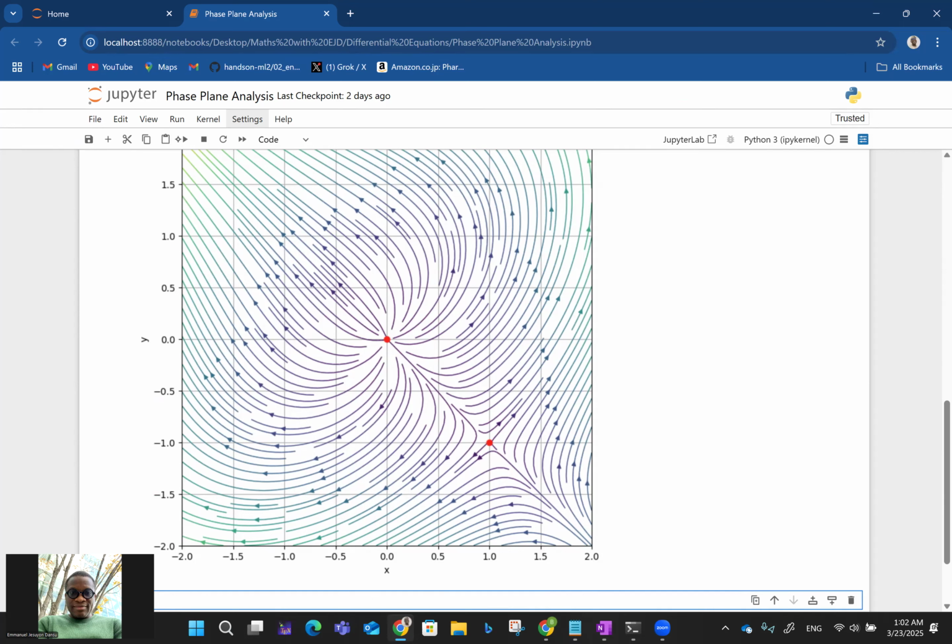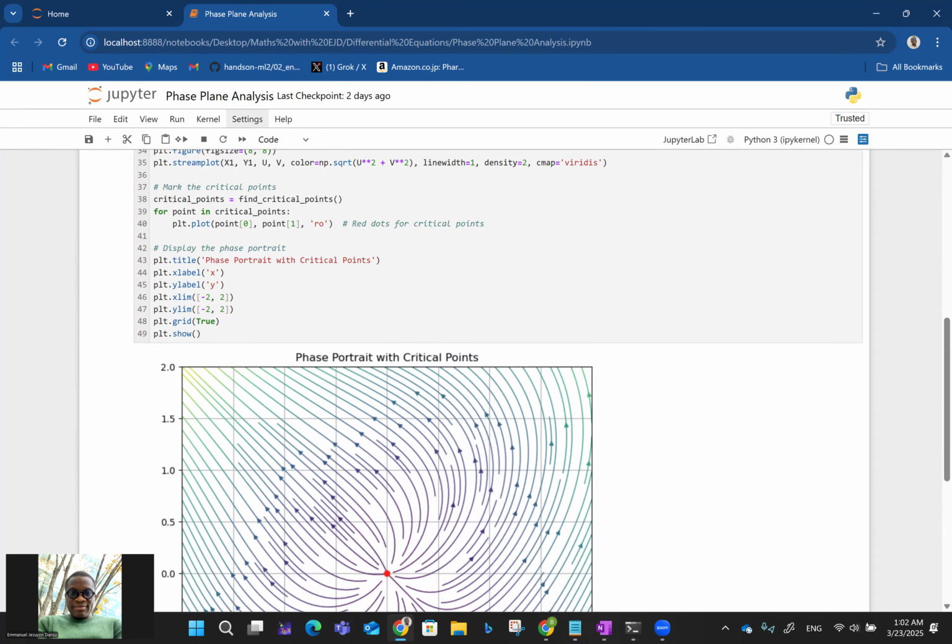It's a stable node. So you have everything. 0, 0, right? Is an unstable node. So everything is moving away from it. But for 1, minus 1, which is down here, you see some points moving into it, whereas some points are moving outside of it. Okay. So you have a kind of saddle in that case. So that's what that is.